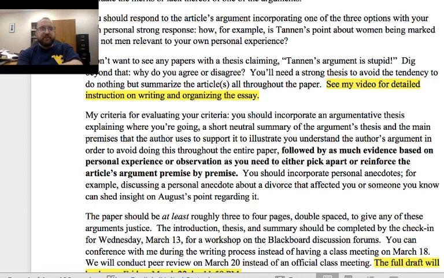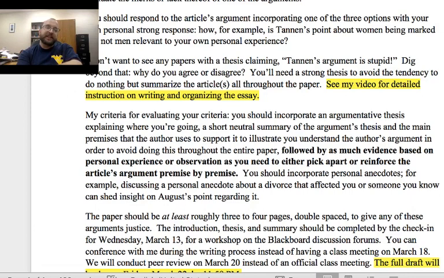Then everything after that is going to be pretty much your own evidence, right? So let's say you're agreeing with Tannen that shoes is one of your reasons. Well, you can provide a story about how you marked a woman because of her shoes. Maybe you would disagree with Tannen and say men are judged based on their shoes too. Here's a time where I judged a man based on what kind of shoes he was wearing.